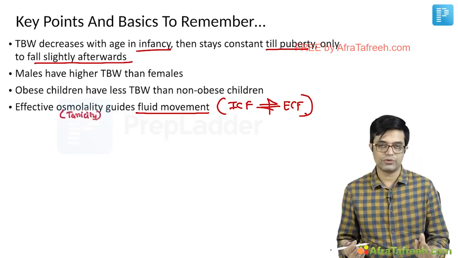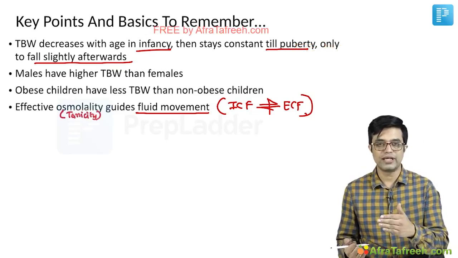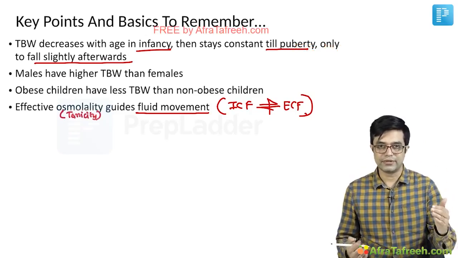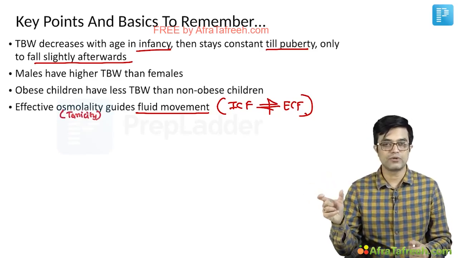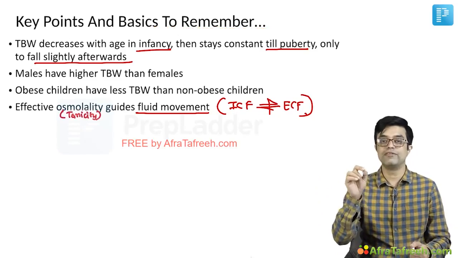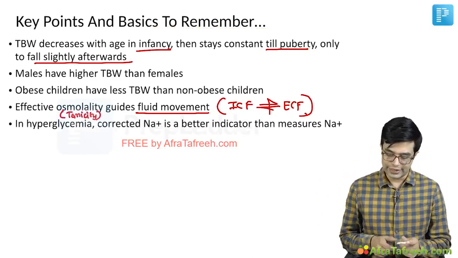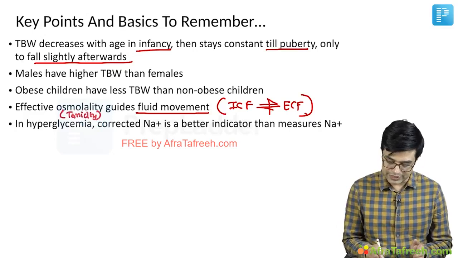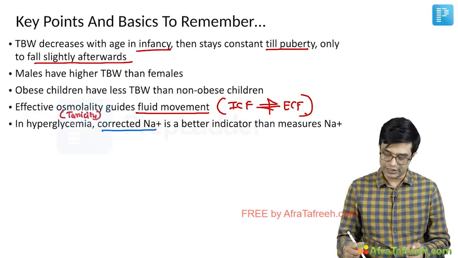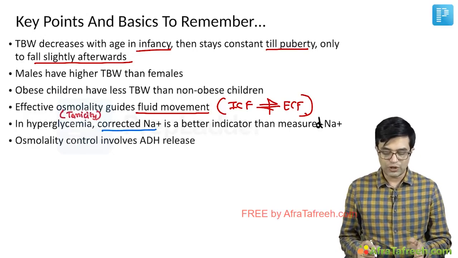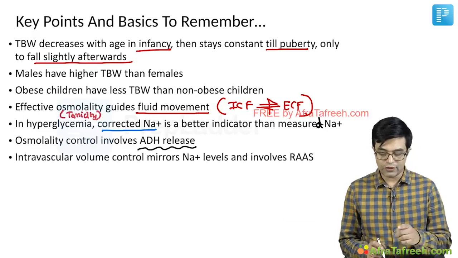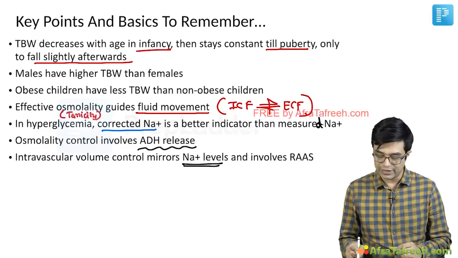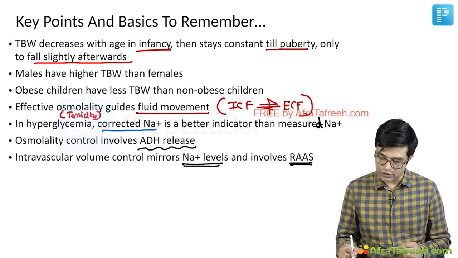Not written here, but you already know that there are formulas for osmolality. Plasma osmolality has a standard formula. Then measured osmolality will be slightly more than the calculated osmolality, and the effective osmolality formula will not have blood urea nitrogen in it. Then in hyperglycemia, corrected sodium is a better indicator than measured sodium in these individuals. Osmolality control involves the release of antidiuretic hormone synthesis. Intravascular volume control involves sodium level, involves the renin-angiotensin system, and also involves release of atrial natriuretic peptide.